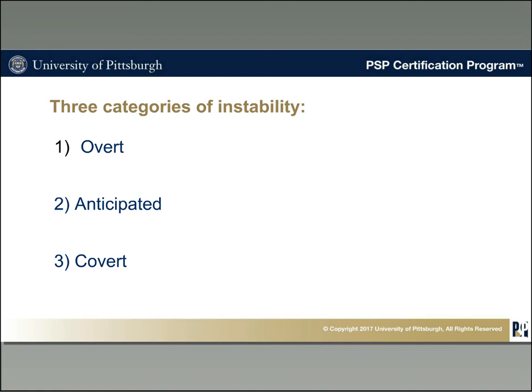Overt instability will generally require external bracing or internal fusion stabilization. Anticipated instability can be defined as excess motion produced by a decompressive surgical procedure, such as resection of a lesion.